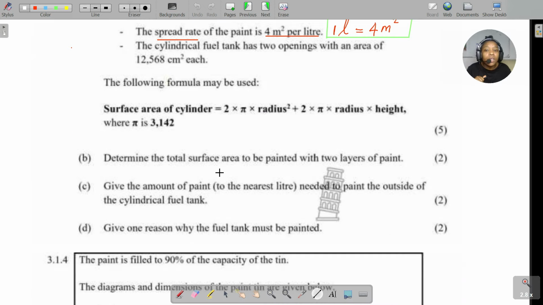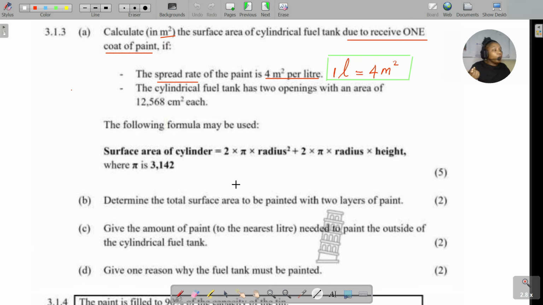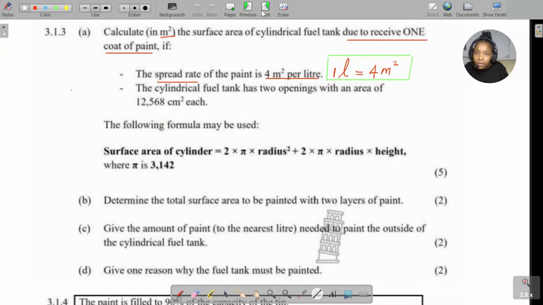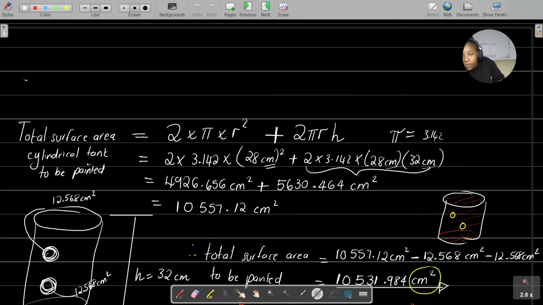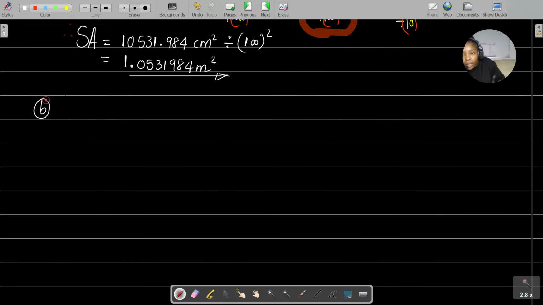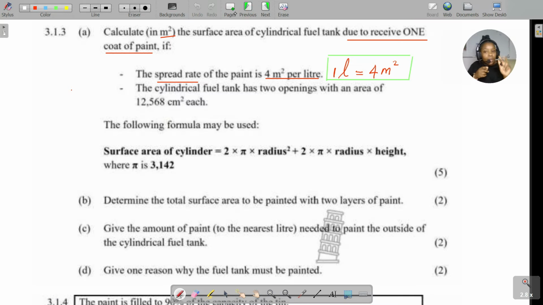Let's look at B. Determine the total surface area to be painted with 2 layers of paint. So if we're painting this tank once, which was the area of 1.05, and then we paint that tank again, that actually means we'd be painting a larger total surface area. Let me just label this: this is 3.9.3a, then this is b.